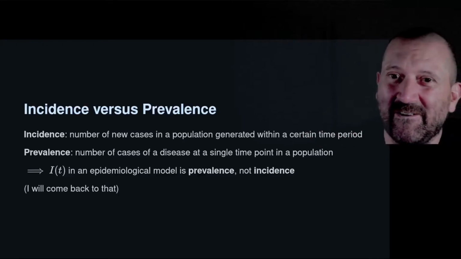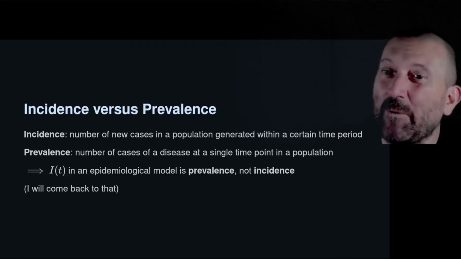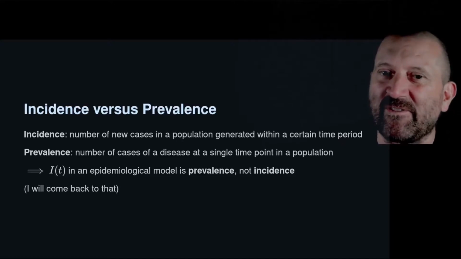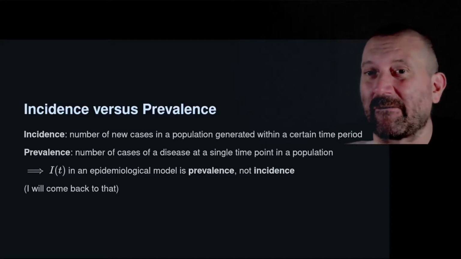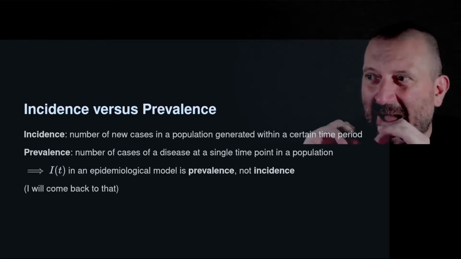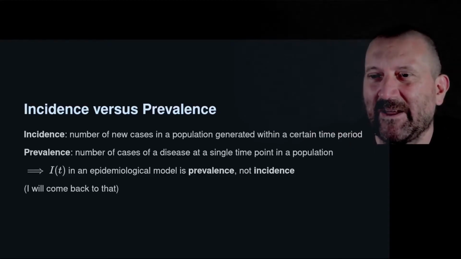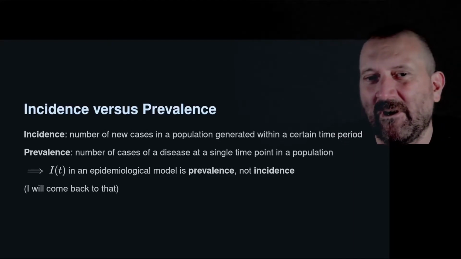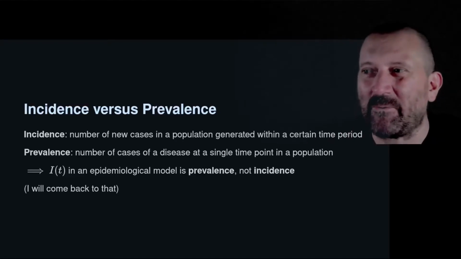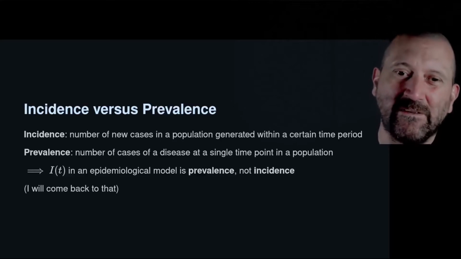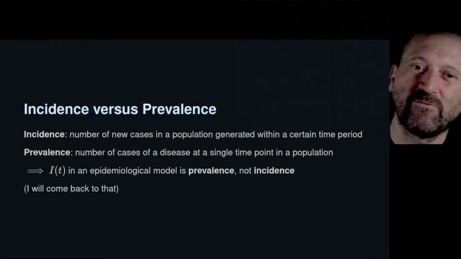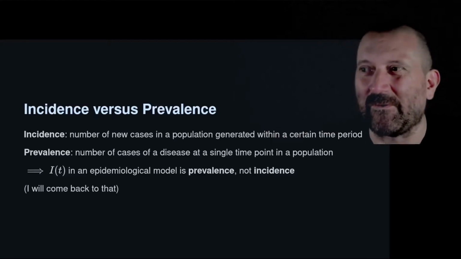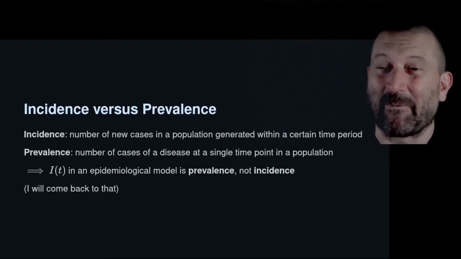So incidence is the number of new cases in a population generated within a certain time period, whereas prevalence is the number of cases of a disease that are present in a population at a given moment in time. And that is an important distinction, because a lot of people make the mistake of using a variable very typically called I of t and calling it the incidence. It is not. I of t is not the incidence, it's the prevalence.